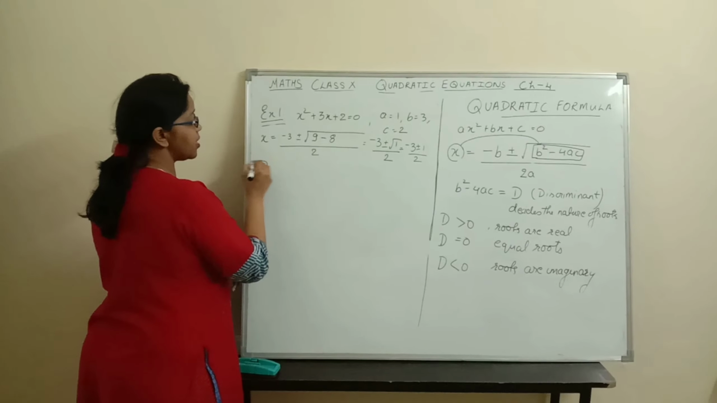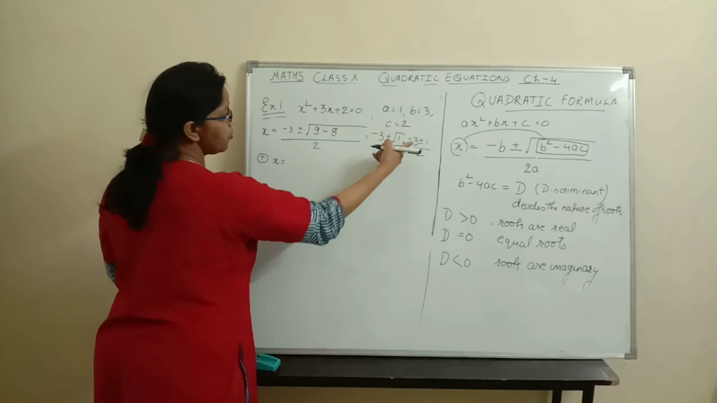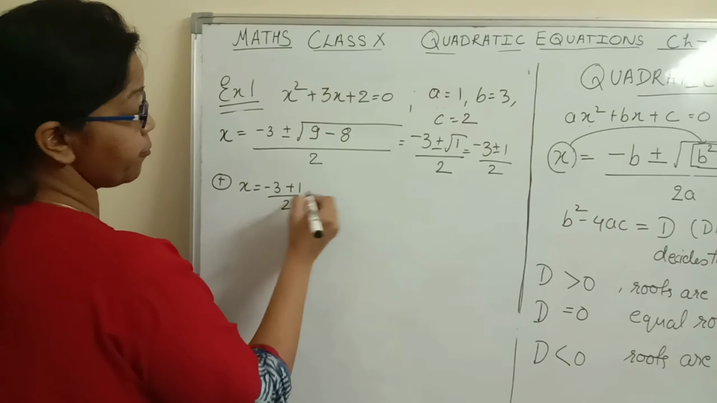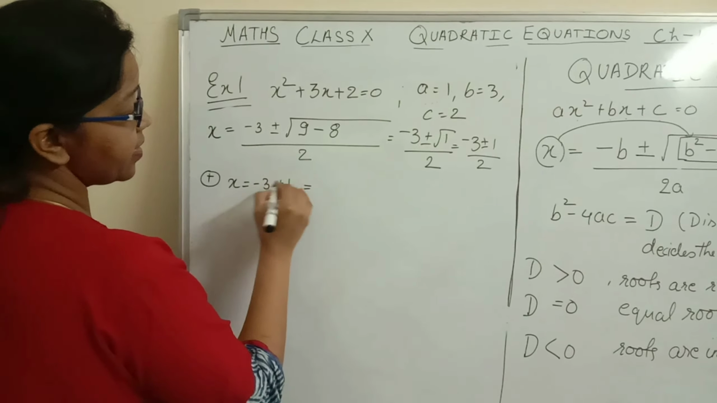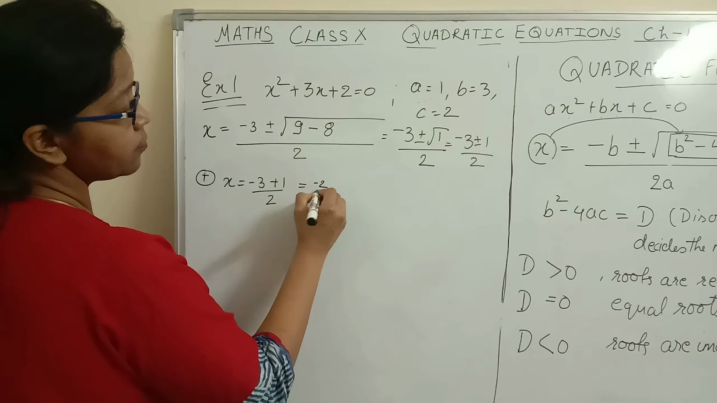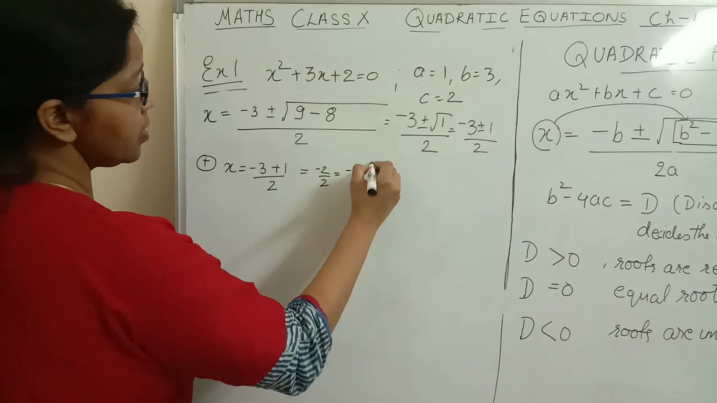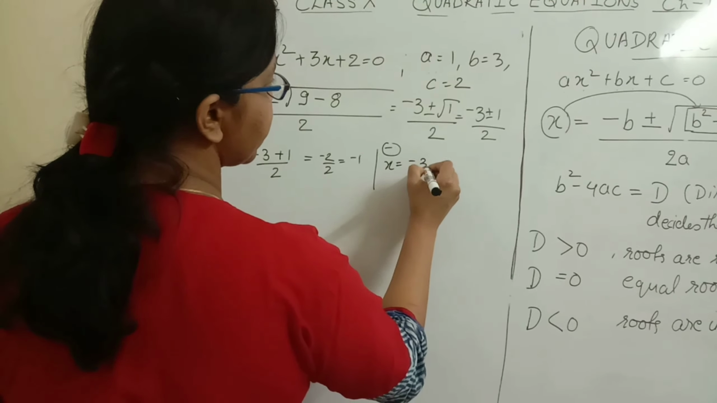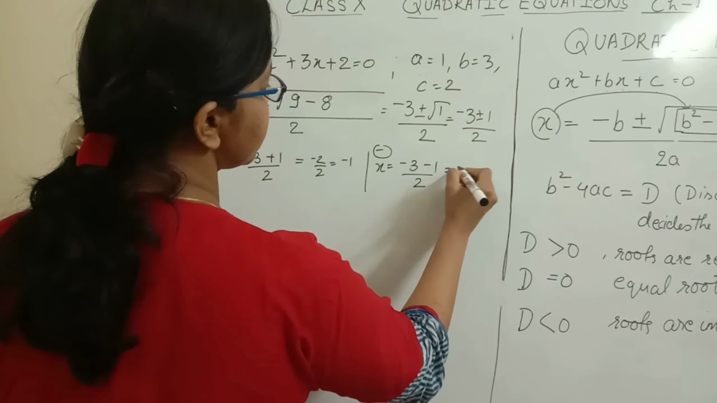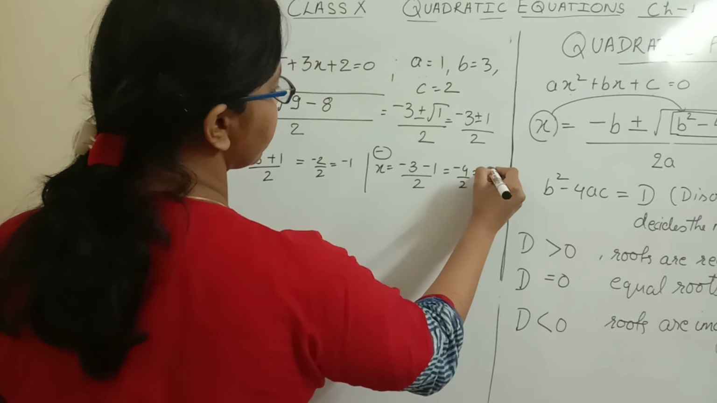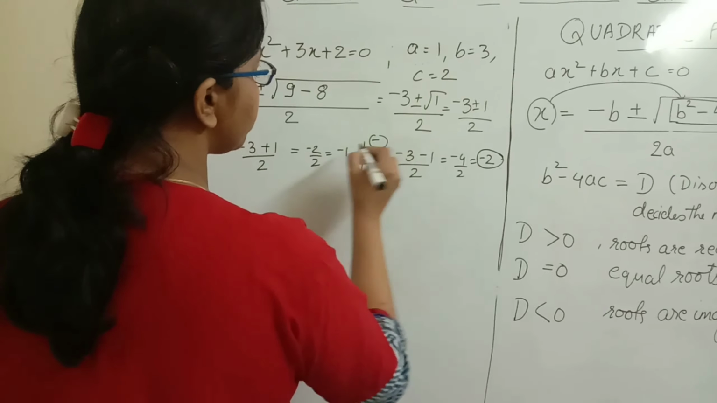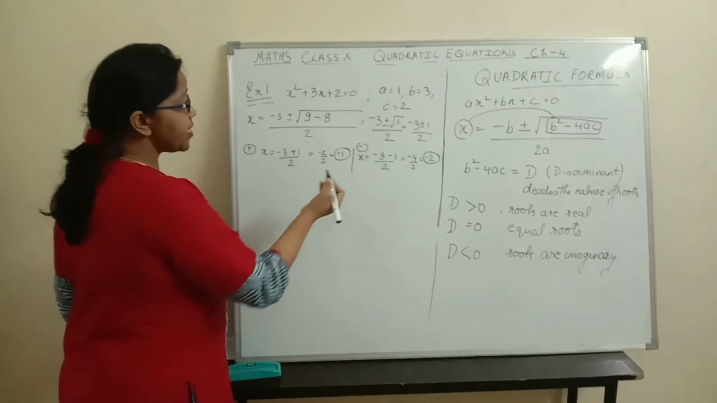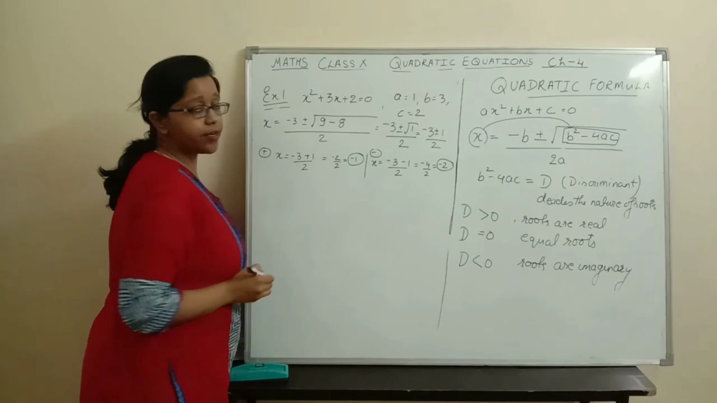First we will take x is equal to minus 3 plus 1 upon 2. Here it is minus 2 upon 2. It will give you minus 1. And when we take the negative sign, x is equal to minus 3 minus 1 upon 2, is equal to minus 4 upon 2, is equal to minus 2. So these are the two values of x. As we can see, these are real values.